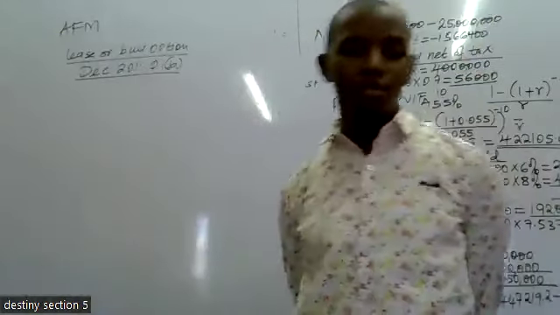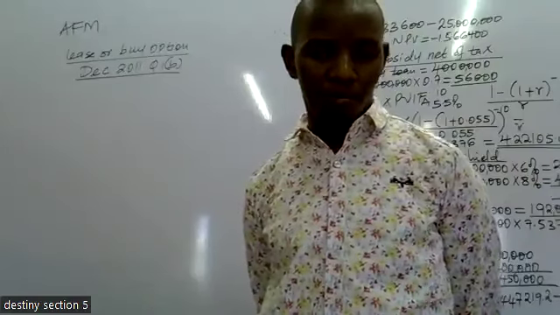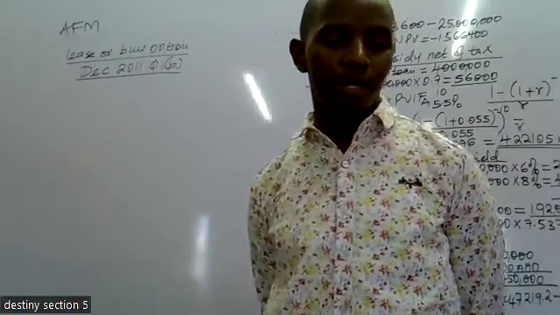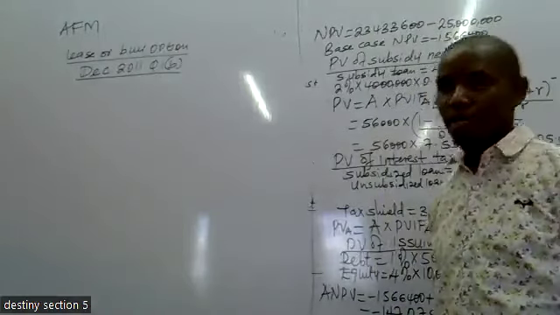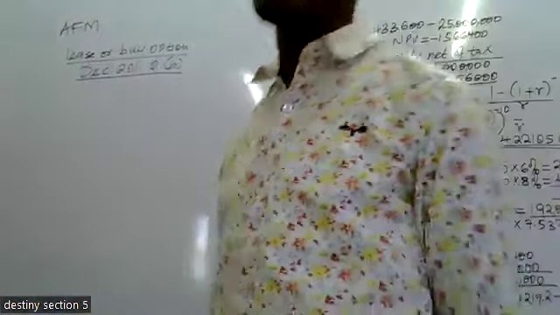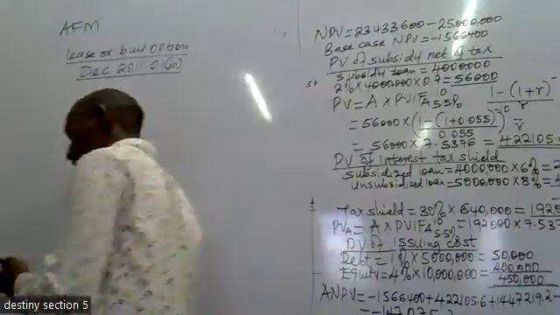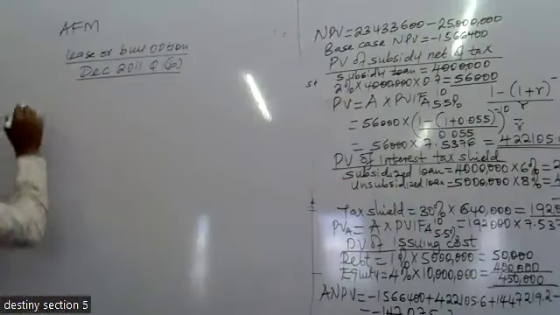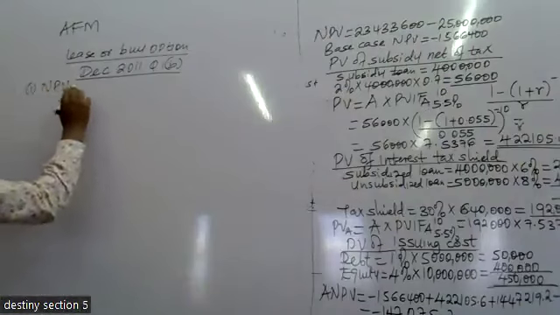If the company were to lease the machine, the fees would be 21.4 million per annum paid at the end of the year. Assume that the lease is a finance lease. You are required to find the NBV if the firm decides to buy the machine. I'll begin with the NBV.